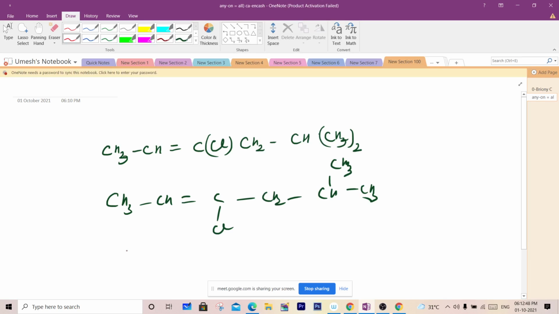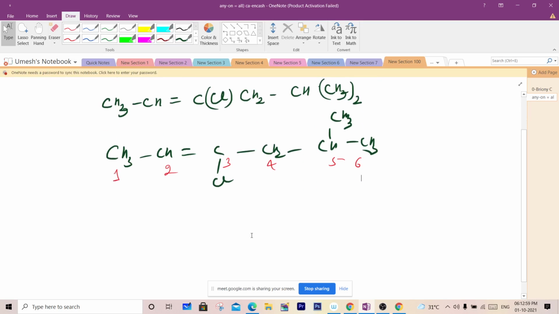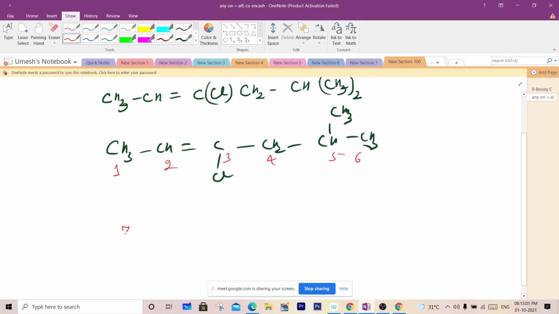We are doing the numbering now from left to right, from this side. 1, 2, 3, 4, 5, and 6. Okay, then 3-chloro-5-methyl hex 2-ene. Everybody comfortable with this answer now? Okay. Yes. Understood. Right.